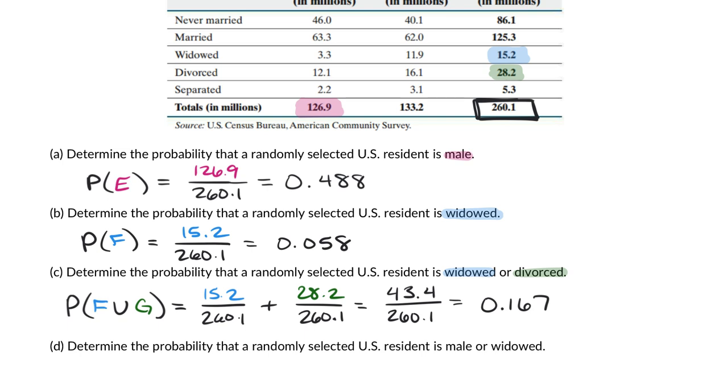However, let's write down that this is disjoint for ourselves so we remember why we didn't subtract. If we look at the last problem though, it says determine the probability that a randomly selected U.S. resident is male or widowed. Now in this case, if we look at the male number and we look at the widowed number, is there an overlap between male and widowed? Yeah, we do have an overlap. There's this overlap right here of males who are widowed, or widowed people who are males.